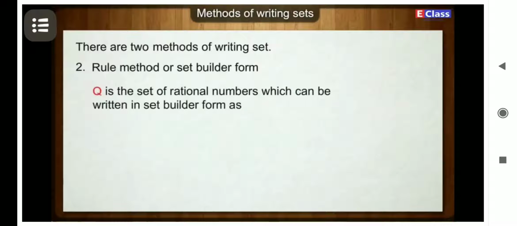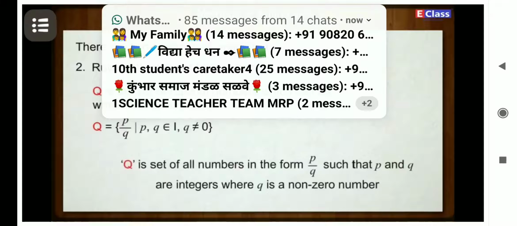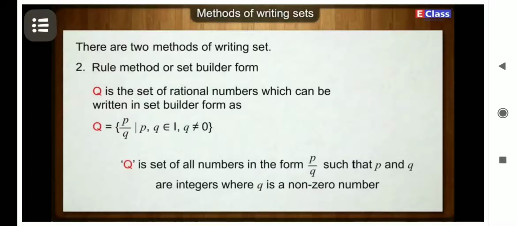Q is the set of rational numbers, which can be written in set builder form as Q = {p/q | p, q ∈ I, q ≠ 0}, and read as: Q is a set of all numbers in the form of p upon q, such that p and q are integers, where q is a non-zero number.